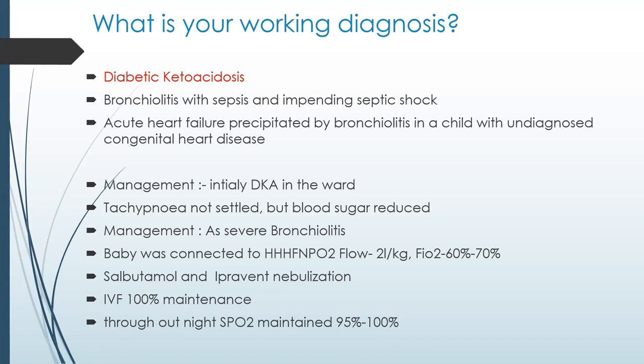For bronchiolitis management, the child was connected to heated humidified high flow nasal oxygen 2 liter per kg and FiO2 60 to 70. With that, throughout the night, the child's saturation was maintained at more than 95%. They started salbutamol and ipratropium nebulization and IV fluid at 100% maintenance. Throughout that, saturation was 95 to 100. What do you think about the management?